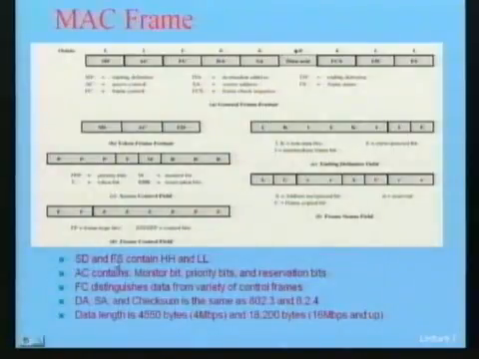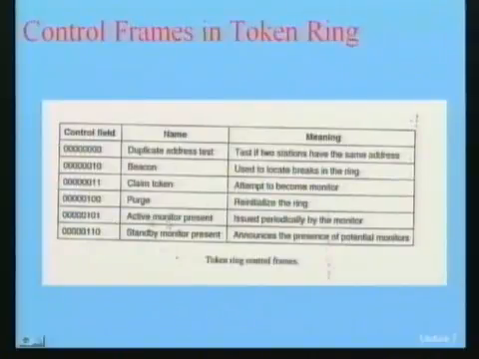Okay. So now this is the MAC frame. With that MAC frame, you can design a bunch of instructions. These are instructions that they do in there: duplicate address test, beacon, claim token, purge, active monitor preset, a standby monitor preset. And using these instructions, they try to implement a variety of operations which are used for maintenance of the ring.